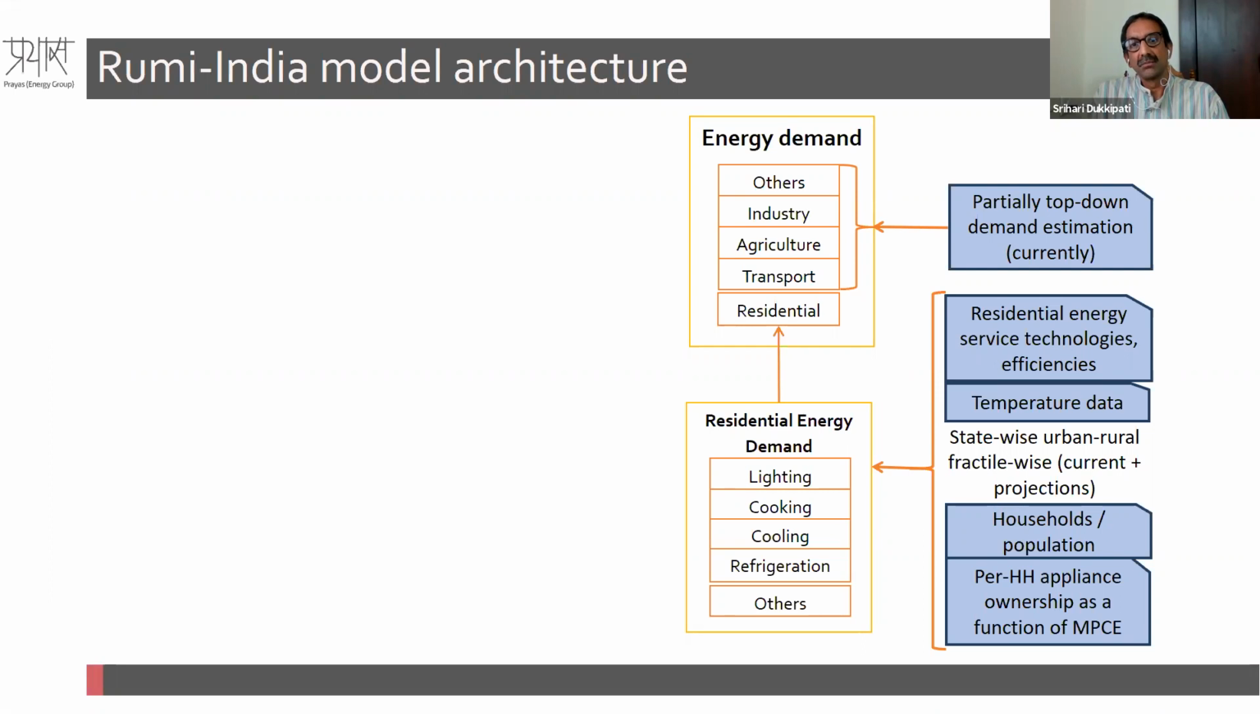In addition, we also derive demand, especially cooling demand, based on monthly temperature projections that are output by climate models, and those are used to determine the cooling service need. As far as the households are concerned, the households are disaggregated into state, urban, rural, and fractiles. That is true of the base year data as well as the projections that are made as part of this modeling effort.